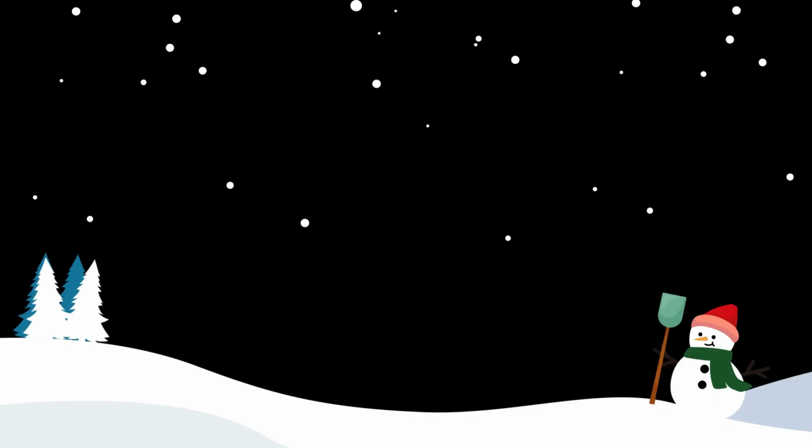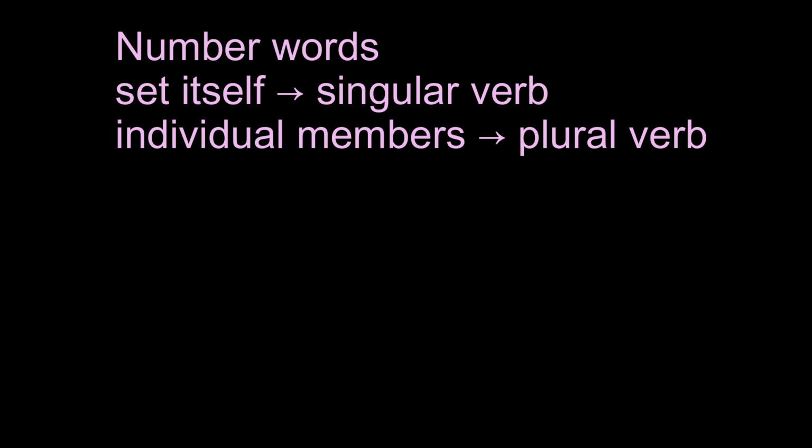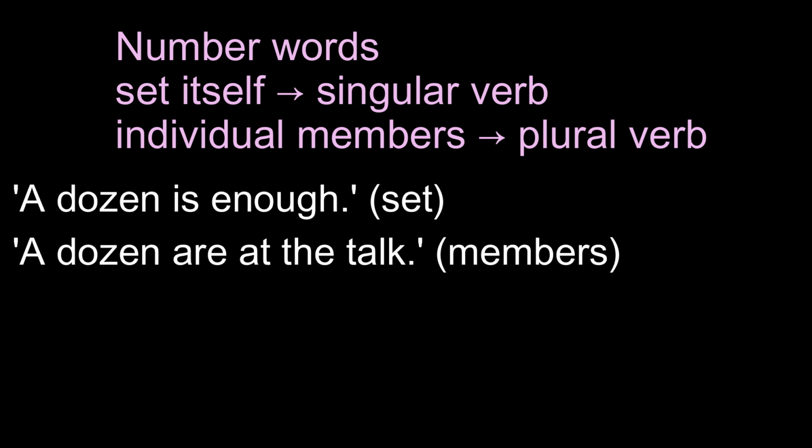Agreement with numbers and quantities. Nouns that include numbers also act like collective nouns. When referring to the members of the set, they are used as plural nouns and take plural verbs. That is, the number of these words is determined by context. A dozen is enough refers to a single unit. A dozen are at the talk refers to individual members.